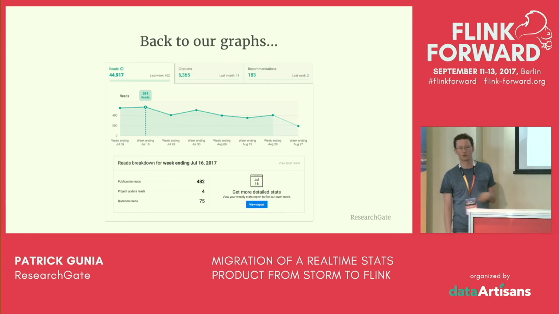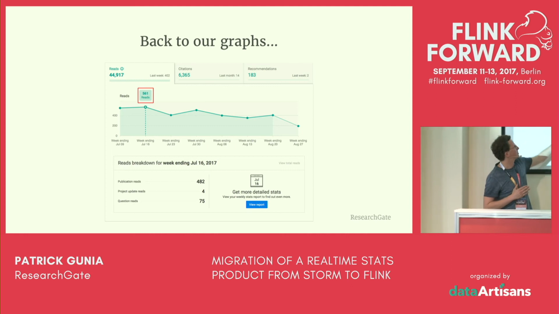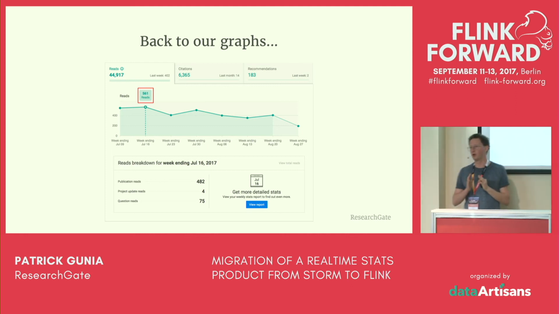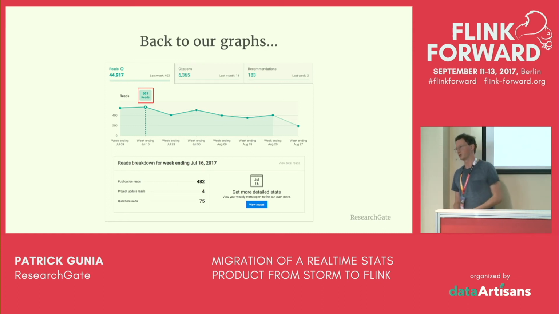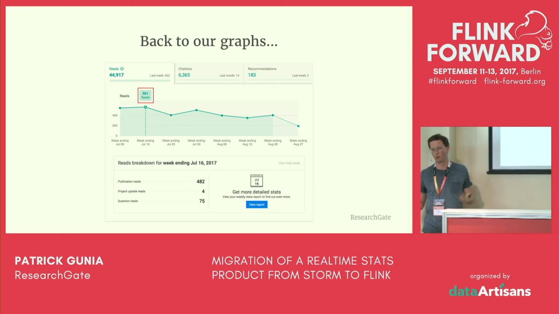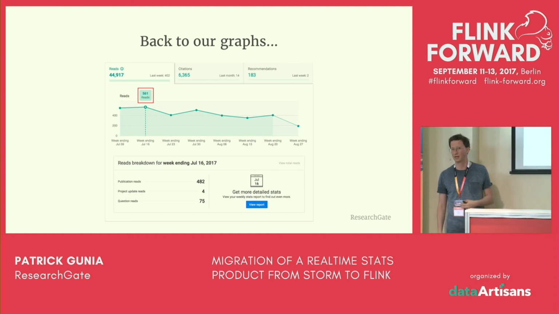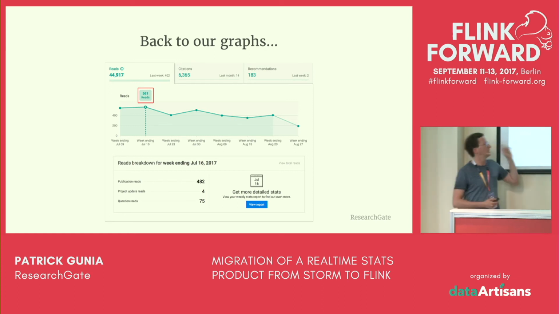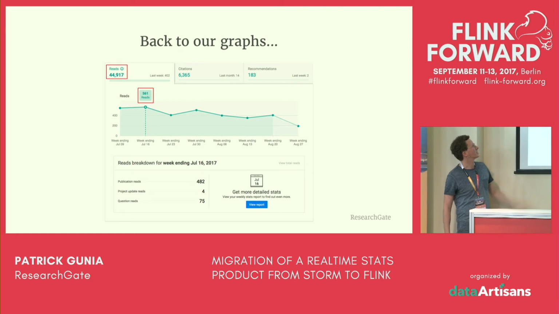So let's take a look at the graphs again. The problem that we solved is this one. That was the problem of counters that are based on closed window counting. This is the number for the week ending July 16. So to get the number of reads per week, you fetch the seven counters for the days and sum them up.